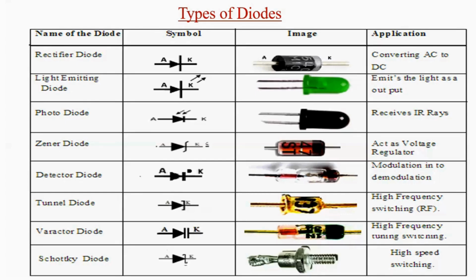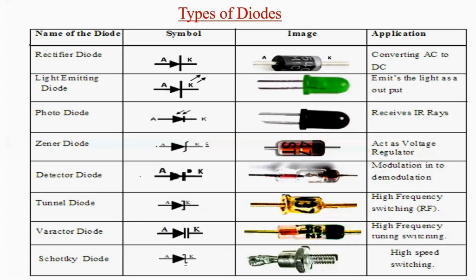In this chart, you can see the rectifier diode has an anode and a cathode. What is rectification? Converting AC to DC. The light emitting diode will give you light; the arrows go out in the symbol. For the photodiode, the arrows are reversed, coming in. We call it an IR diode or IR receiver. For the Zener diode, on the cathode side you will have a bent line. So you can make out from it which is the Zener diode.